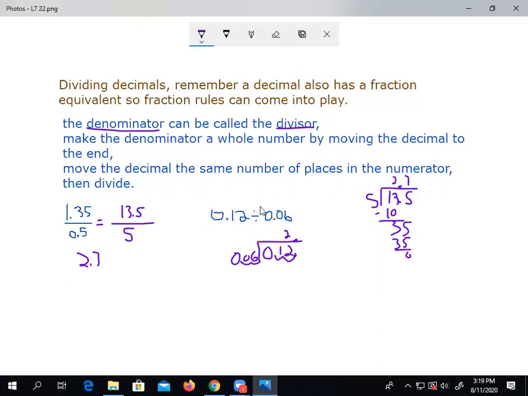So that's how division kind of works: make your divisor a whole number by moving the decimal the number of spaces it needs to make it a whole number, and then mirror that in the numerator the same way. So since I moved the decimal 1 place to the right of the 5, I have to move the decimal 1 place in the numerator as well to keep it working the same. And then you can carry on your long division from there.